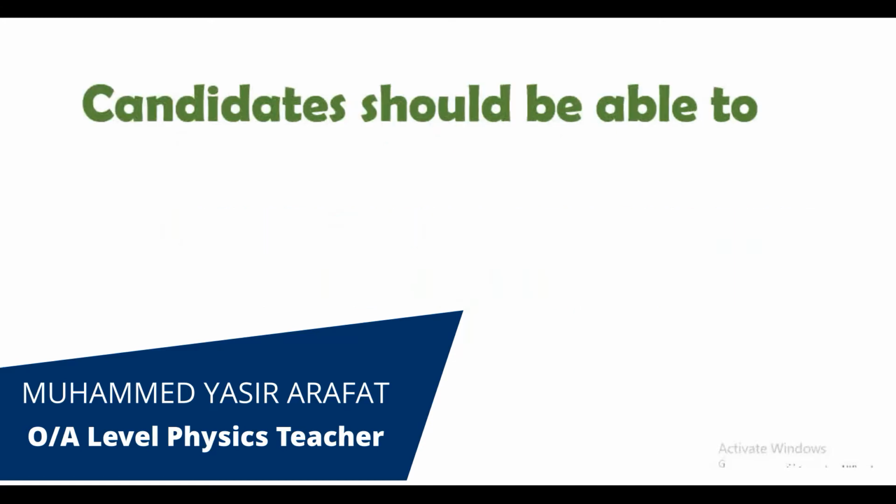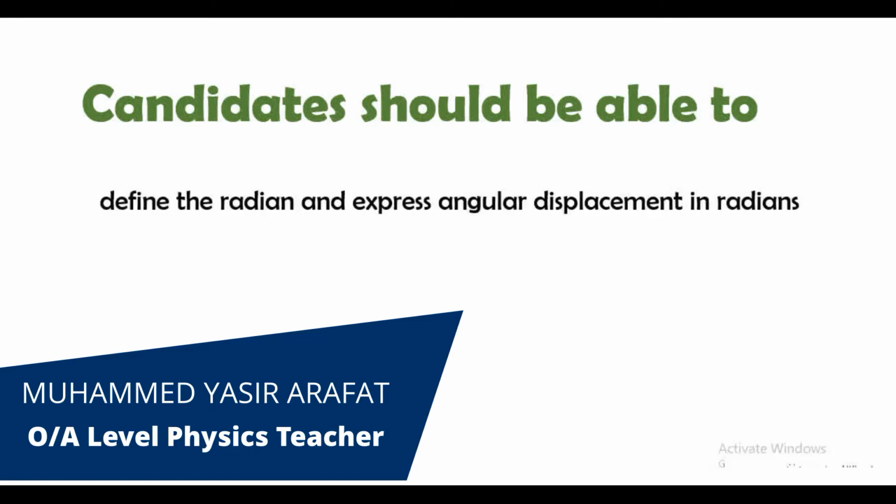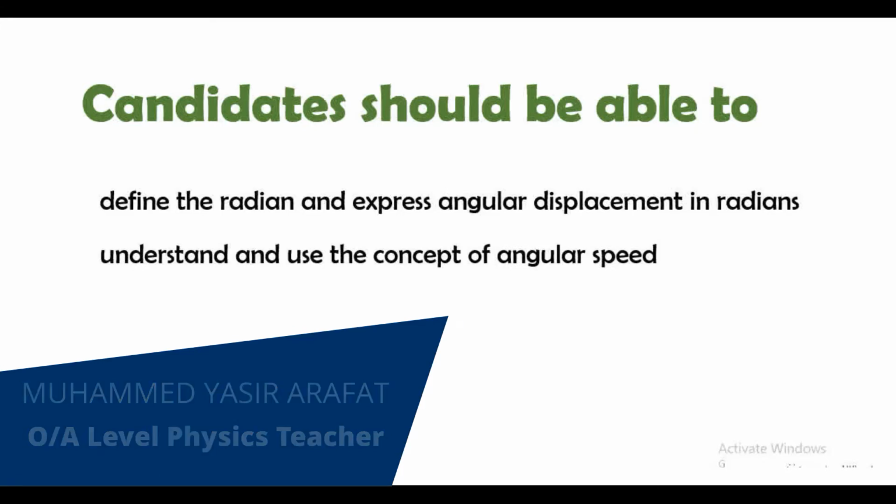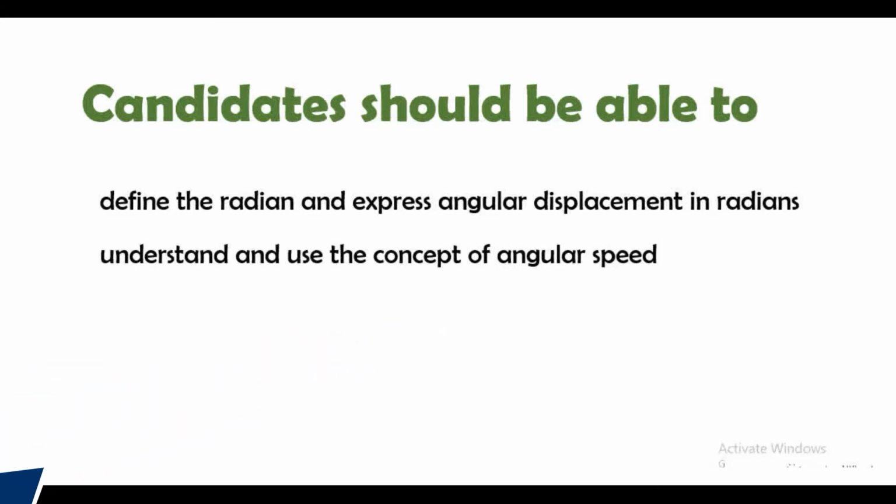At the end of this video, candidates should be able to define the radian and express angular displacement in radians, understand and use the concept of angular speed, and recall and use that angular speed is equal to 2 pi divided by time period, and linear speed is equal to radius times angular speed.